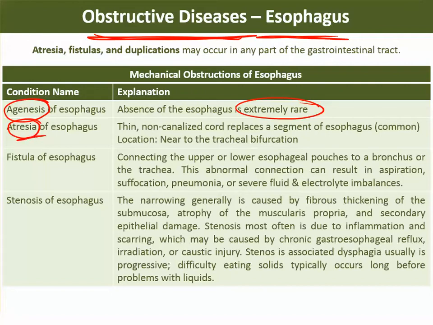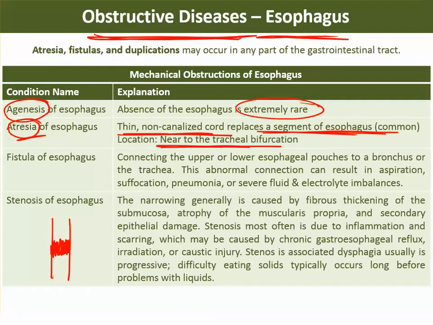It is a thin non-canalized cord, meaning there is no lumen, that replaces a segment of the esophagus. Not complete, a small segment is replaced. For example, in the middle of the esophagus, there is no canal, there is no lumen. So food cannot go, right? That is one of the commonest conditions. And the location usually is near the tracheal bifurcation.